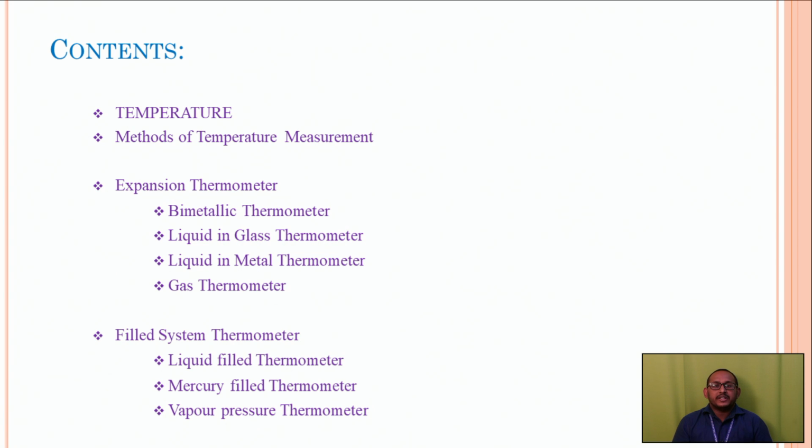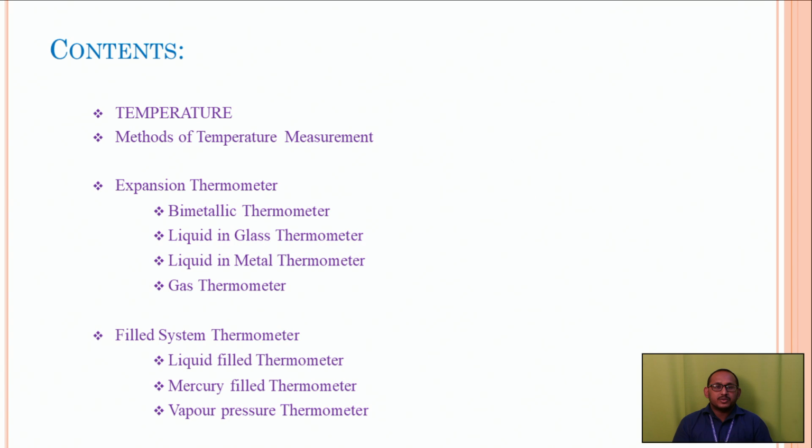The expansion thermometer, as the name describes, expands or contracts based on the temperature. Based on the contraction or the expansion, we measure the temperature. The types of expansion thermometer are the bimetallic thermometer, the liquid in glass thermometer, the liquid in metal thermometer and the gas thermometer. The bimetallic thermometer comes under the expansion of solids. Based on the expansion of the solids, it measures the temperature.